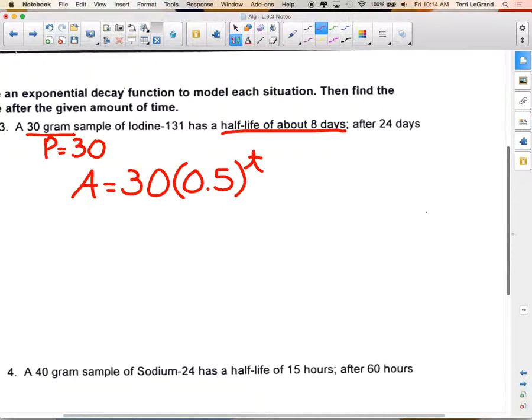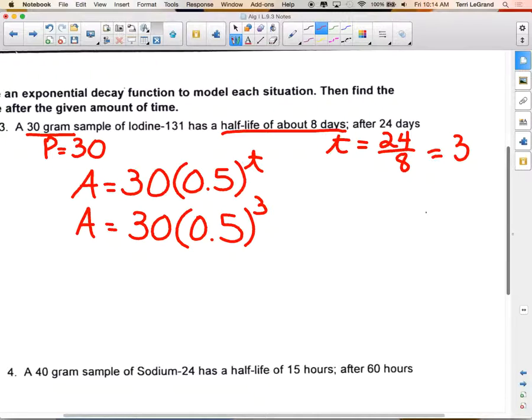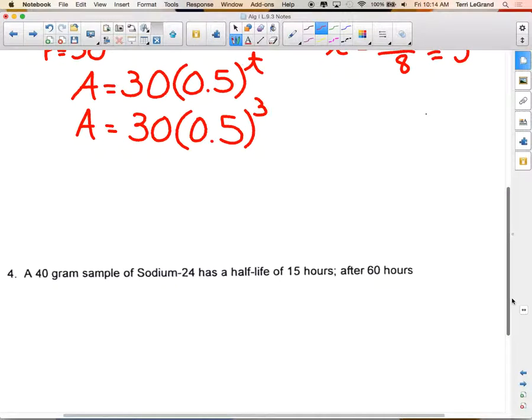But now we have to find our t value. What are we going to do to get our t value for this situation? 24 divided by 8. 24 has to be divided by the 8 to see how many half-lives it'll go through. So 8 days plus another 8 days is 16, plus another 8 days is 24. It's going to go through 3 half-lives. So now we can use our formula, replacing the t with 3, and see how many grams of this sample are left after 3 half-lives, after 24 days.